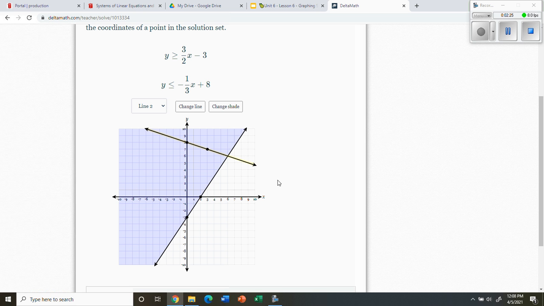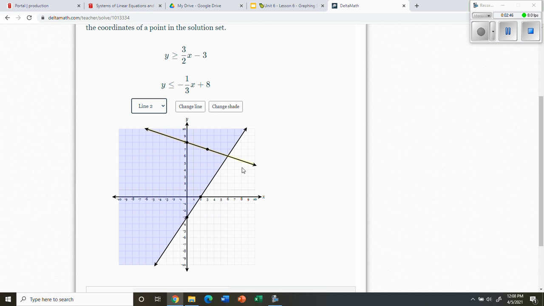Because it's less than or equal to, it's going to be a solid line. And notice how this popped up. In case you wanted to change line 1 because you noticed you made a mistake, then you can go to line 1 and do the change. But we're doing line 2. We got the solid line, now change shade. This is less than or equal to. We're going to shade below.